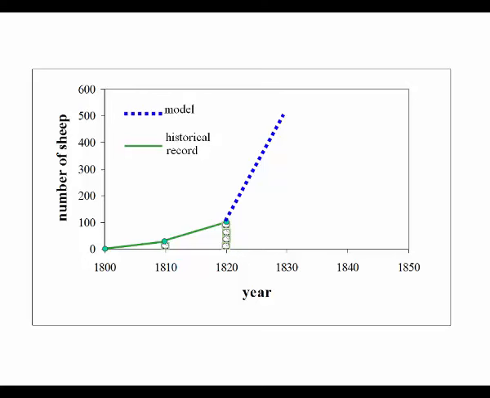According to the historical record, there were about 500 sheep in Tasmania as of 1830. So wow, it looks like this really simple mathematical model that we've got actually is predicting the future with some accuracy.